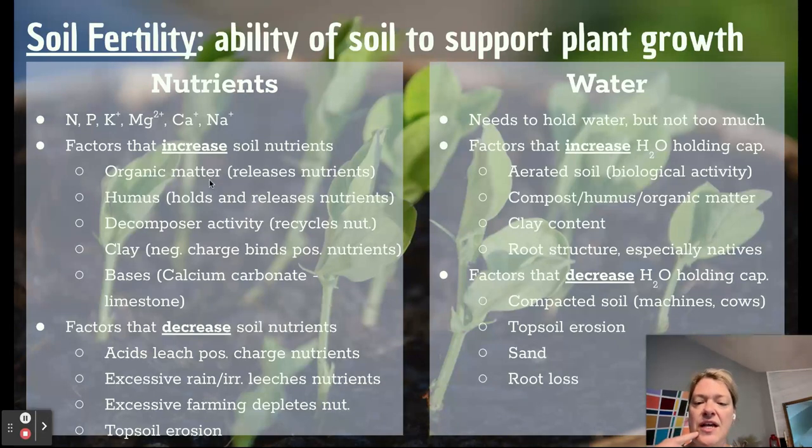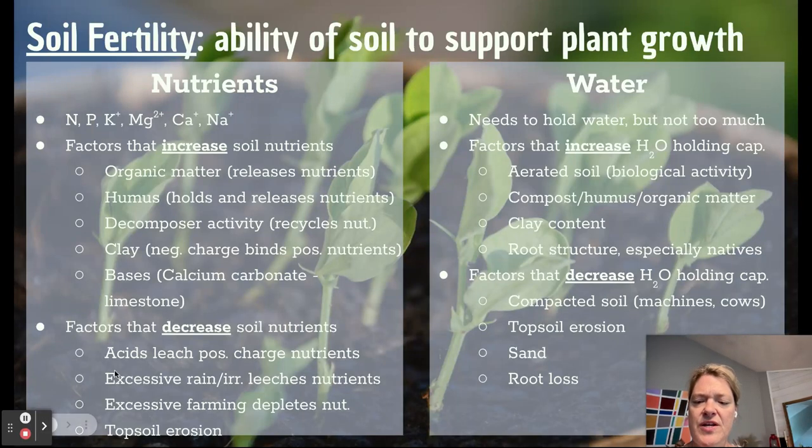And so factors that actually increase soil nutrients are the organic matter that's there, the humus, how many decomposers there are, the clay in the soil, and then any bases. Sometimes they'll put calcium carbonate, which is limestone, on crops to lower the acidity in a soil. If the pH of the soil is too acidic, plants don't grow well. So farmers will spread limestone, which is mostly made out of calcium carbonate, on the soil. It is a base, which raises the pH, bringing it to a more neutral or slightly basic pH.